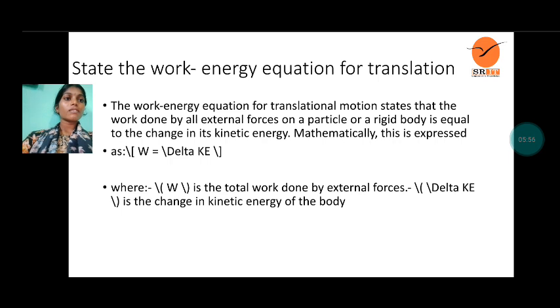State the work energy equation for translation. The work energy equation for translational motion states that the work done by all external forces on a particle or a rigid body is equal to the change in its kinetic energy. Mathematically, this is expressed as W is equal to delta KE, where W is the total work done by the external forces and delta KE is the change in kinetic energy of the body.